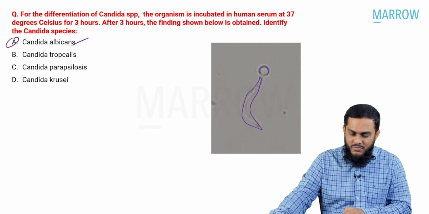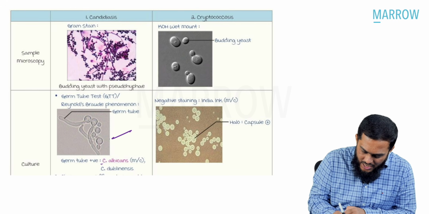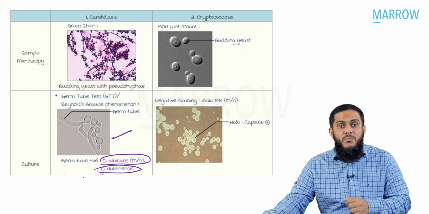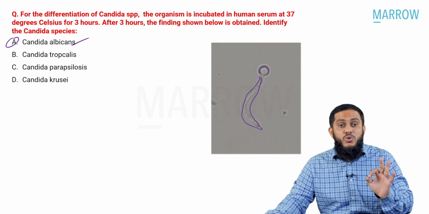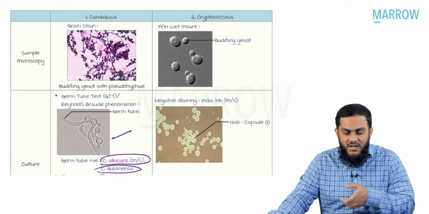See here, same picture, same image. Germ tube. And we have written here, albicans species most common, followed by dubliniensis species. Germ tube is produced only by 2 species, albicans and dubliniensis. So, dubliniensis is not there. So, albicans, directly from class notes.